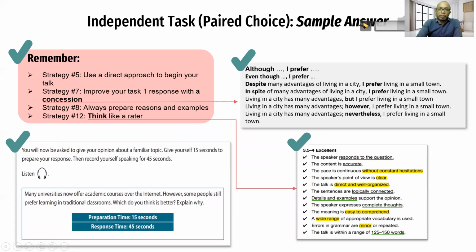Okay, so if you notice the beginning of the response, the speaker uses a concession where he is saying, although learning in a traditional classroom has its advantages, such as the direct contact with the teacher. That's a concession, and that will make your response sound more high level. And then after he gives the concession, he continues with responding to the question, which do you think is better? He says, I prefer learning in online courses, right? So that's a direct approach.